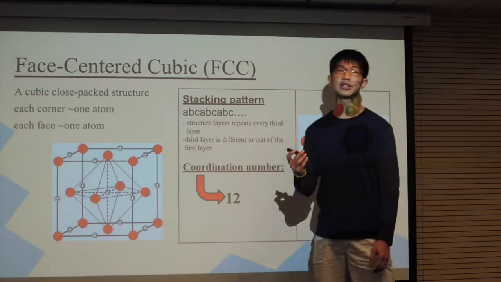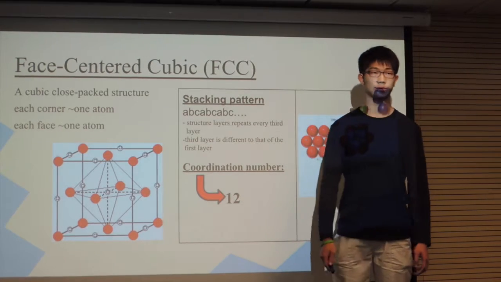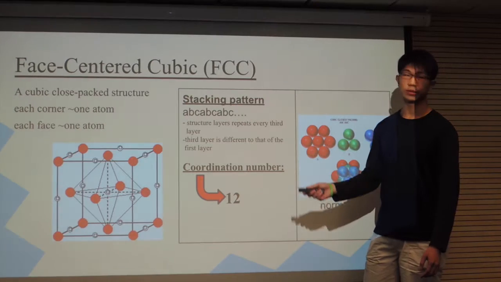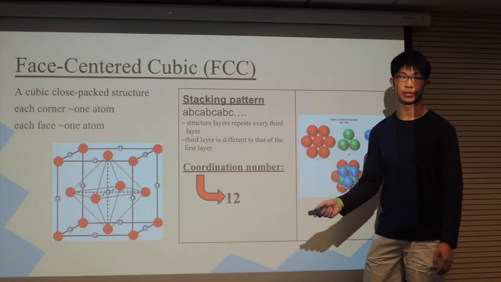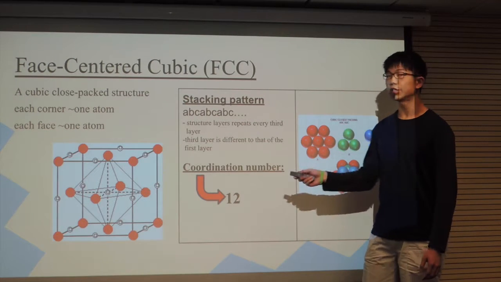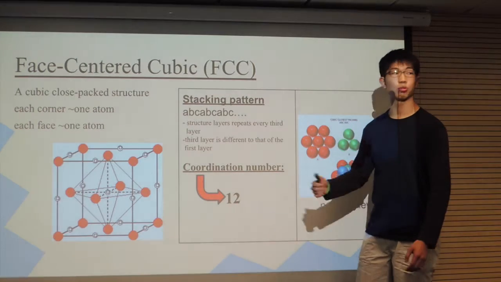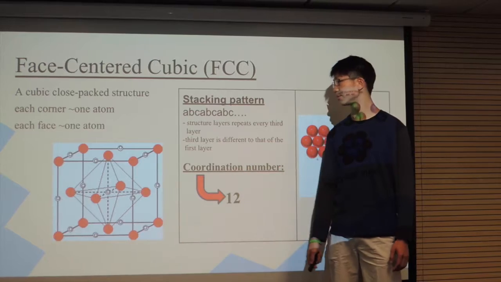And this is the face-centered cubic structure. You can see at each corner of the cubic structure you have an atom. And then on each face of the cubic structure, which has 6 faces, we have 1 atom lying in the middle of it.